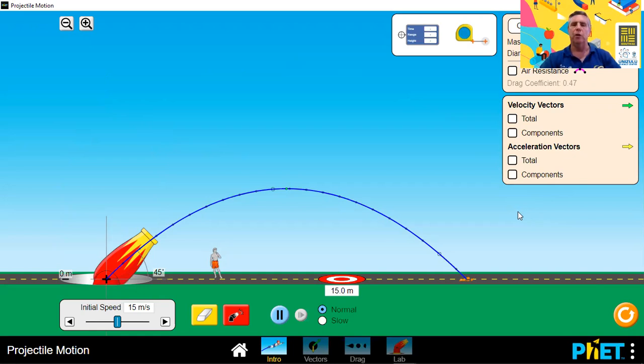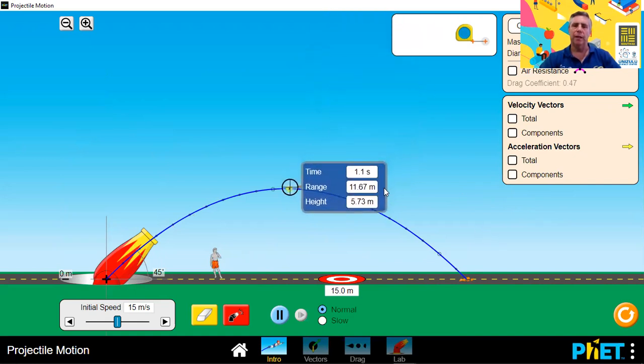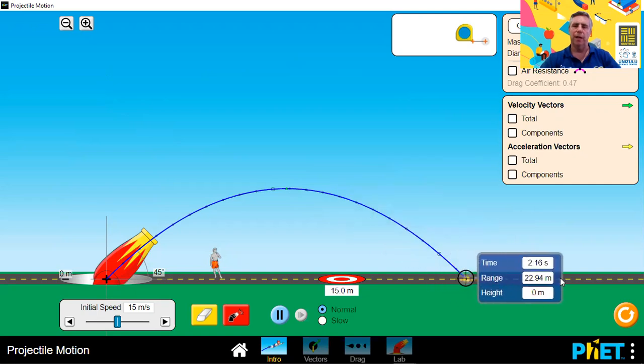Now, what's important to note is that at school, you don't have to do this two-dimensional projectile motion where the object has a height and it also has a range. And you can see if I put this on, at that point, it measures two things. It measures the time to reach there, the range, which is the horizontal distance to the right of the cannon, and the height, which is the vertical distance above the cannon. At the end, when it lands, obviously the height is 0, the range is 23.